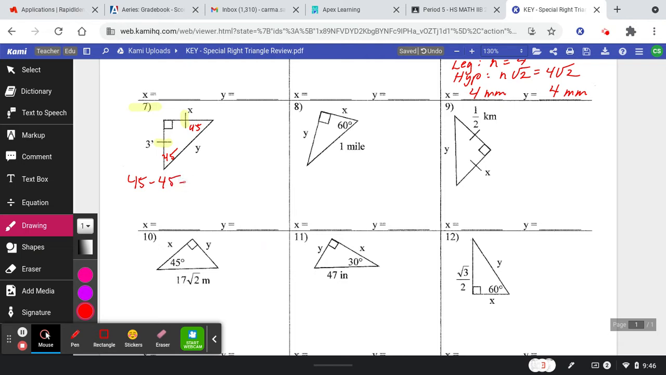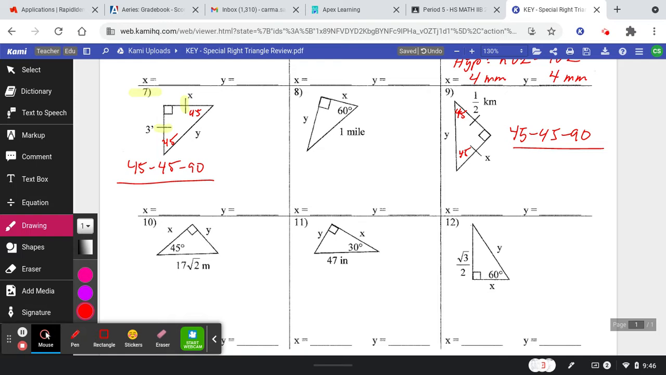Which other ones did you see? You got it. This guy over here is also 45, 45, 90. So let's get that work ready. Any others? You got it. This guy right here.